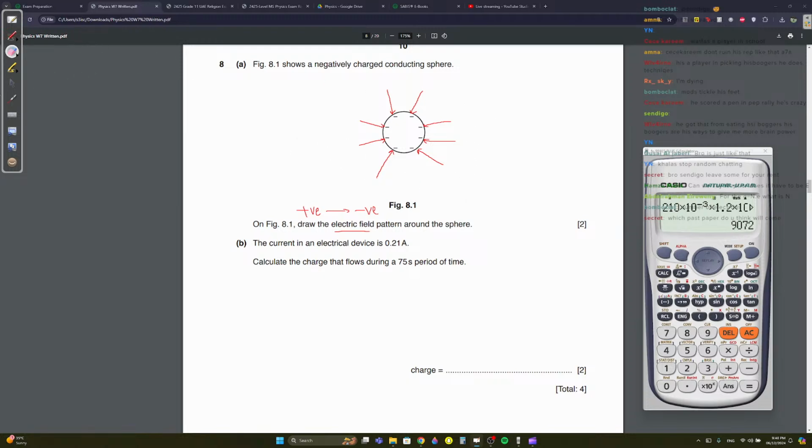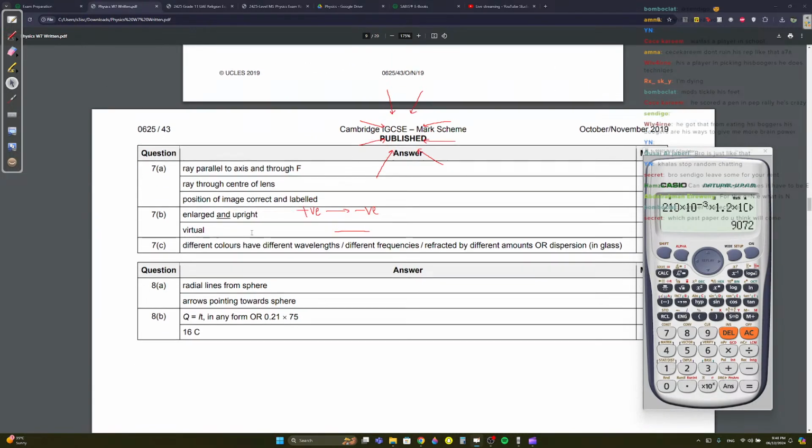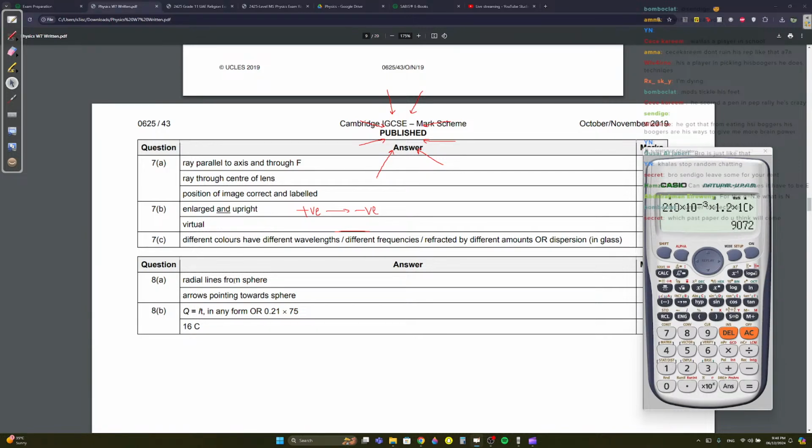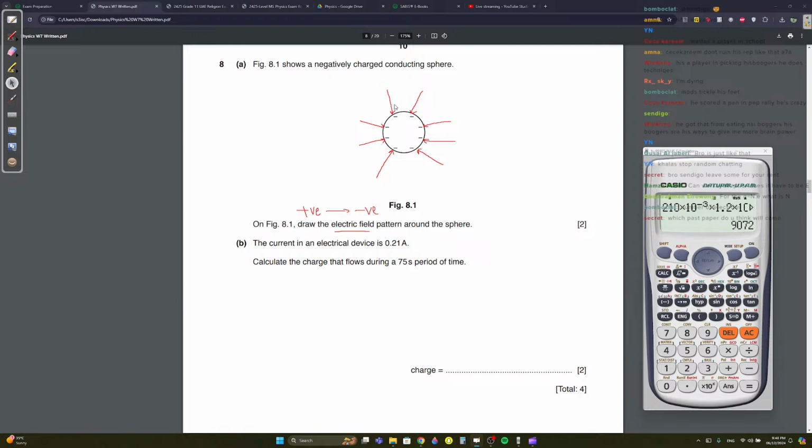By the way, guys, for the drawings, make sure you get a pencil with you. Let's see what they say. It's radial lines coming to the sphere, and the arrows should be pointing towards the sphere. So if you draw it like this, that's two nice, easy marks.